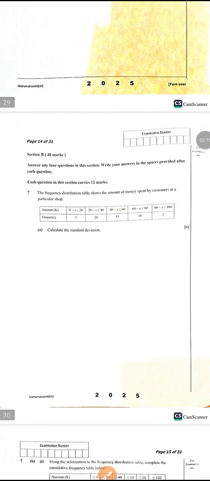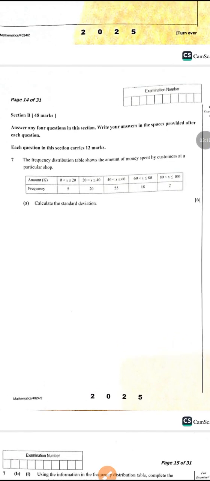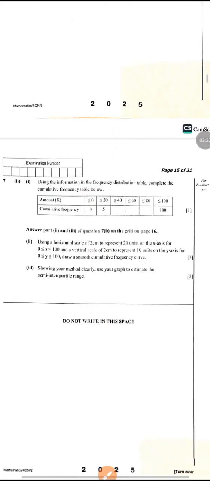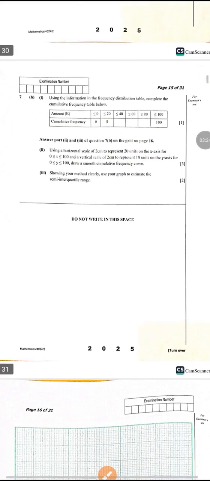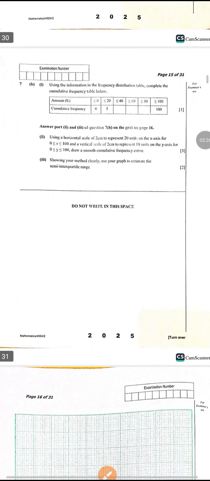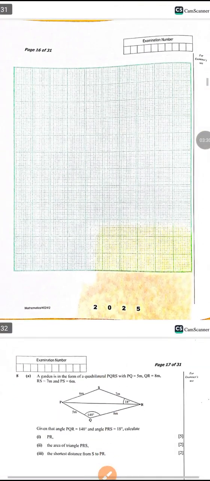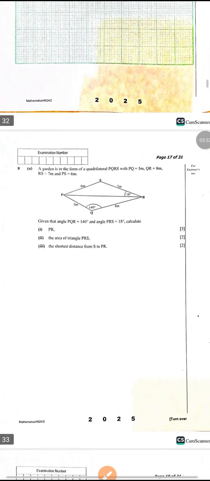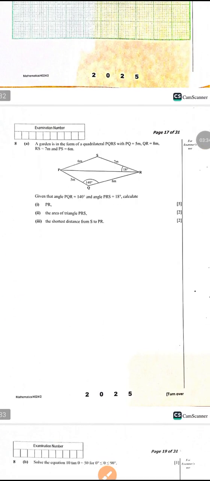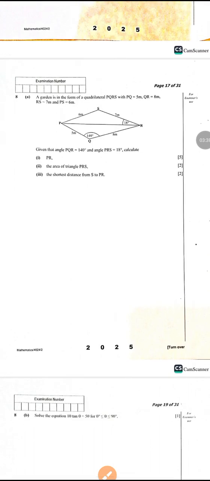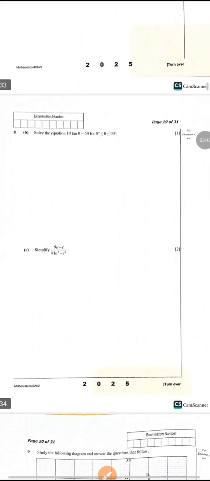And section B, as you can see, we have statistics. We've been told to calculate standard deviation. These are common questions. And then we've been told to plot, not so. Yeah, the issue of graphs. We've been provided with the graph paper there. We have this question under trigonometry, and I'm very sure that you are now able to solve these questions. As our question 8, here we're supposed to choose 4 questions.